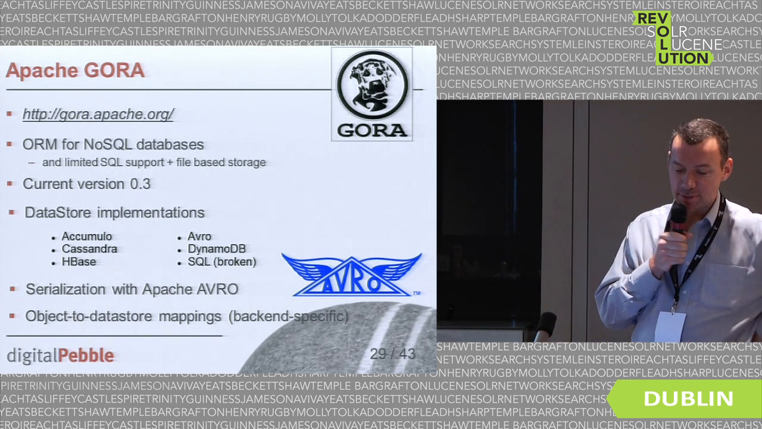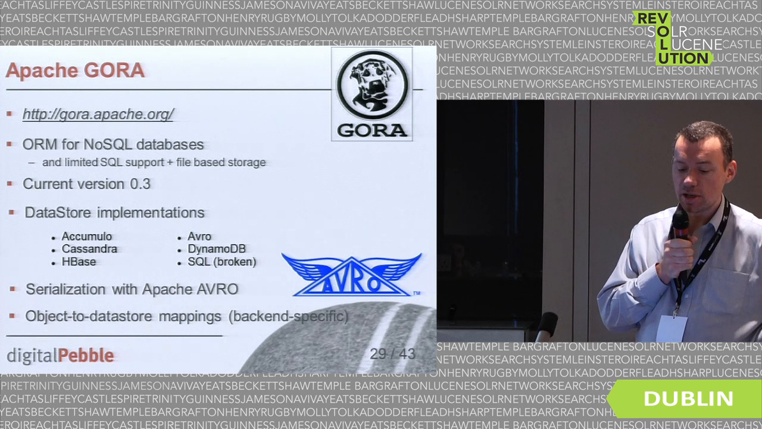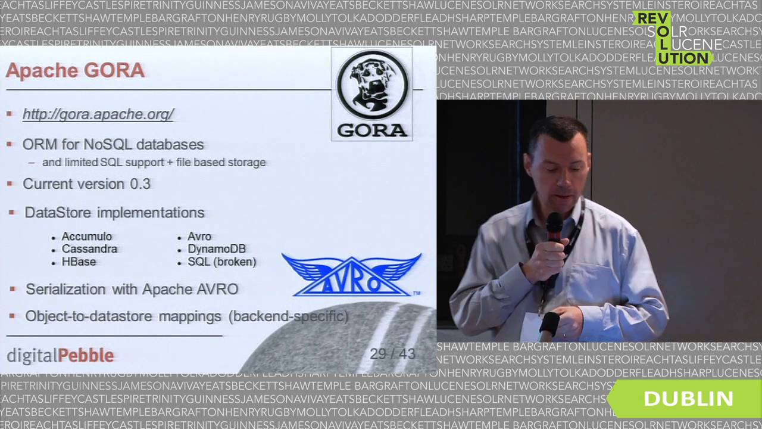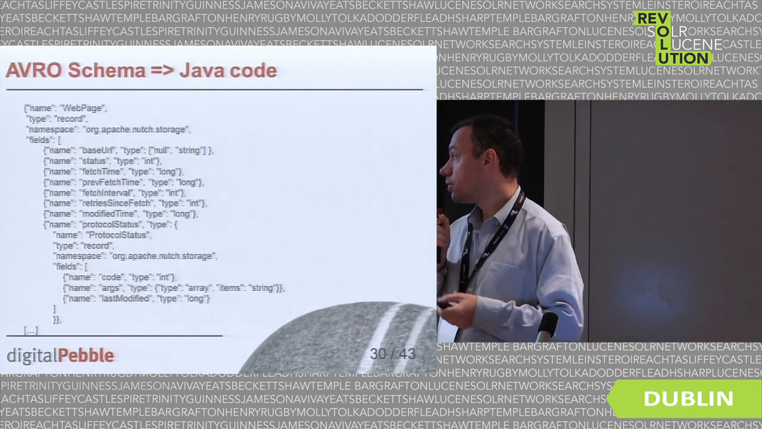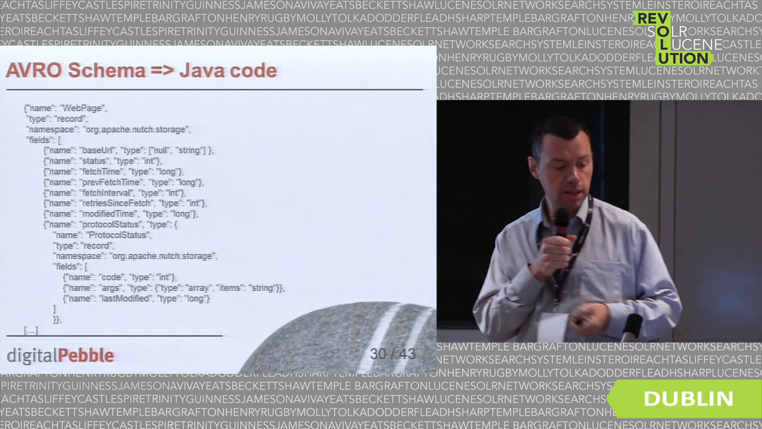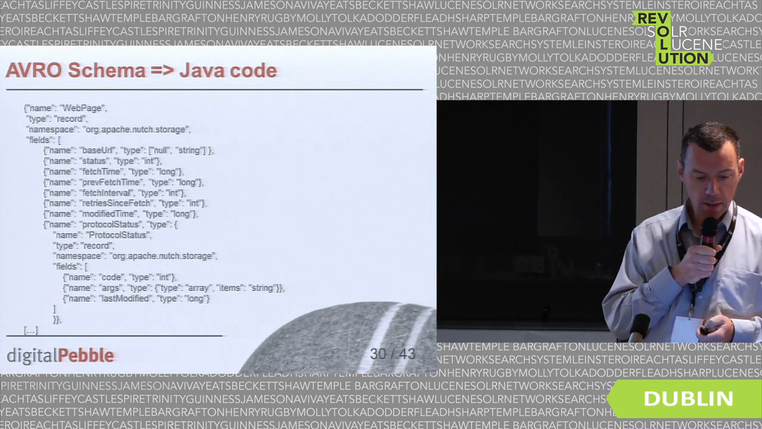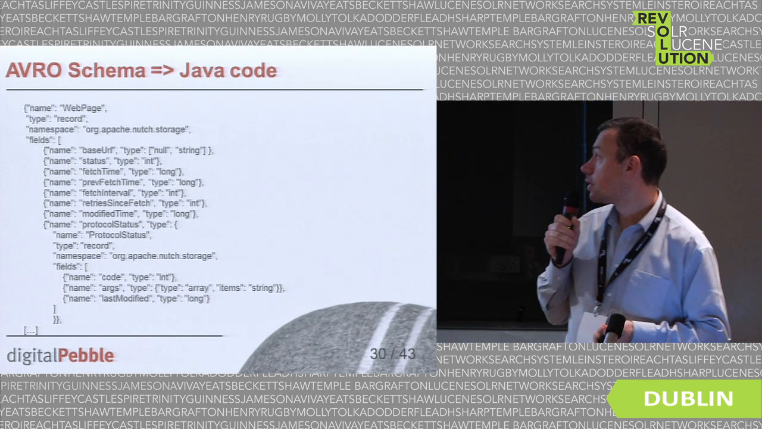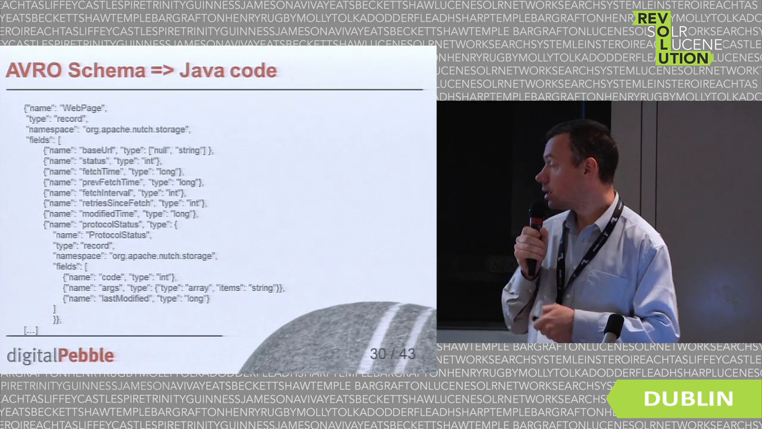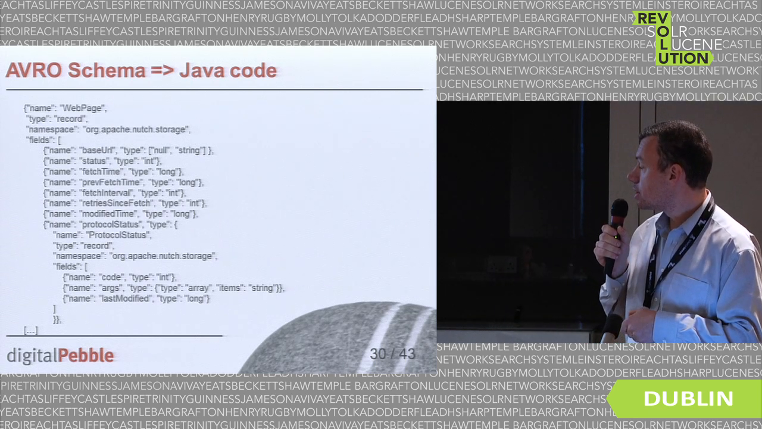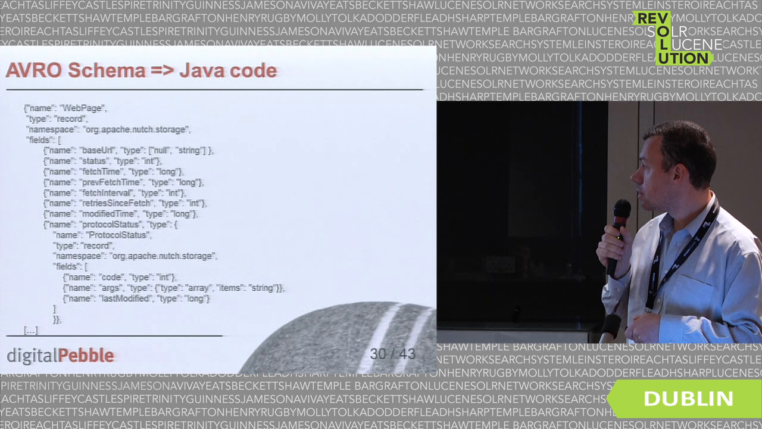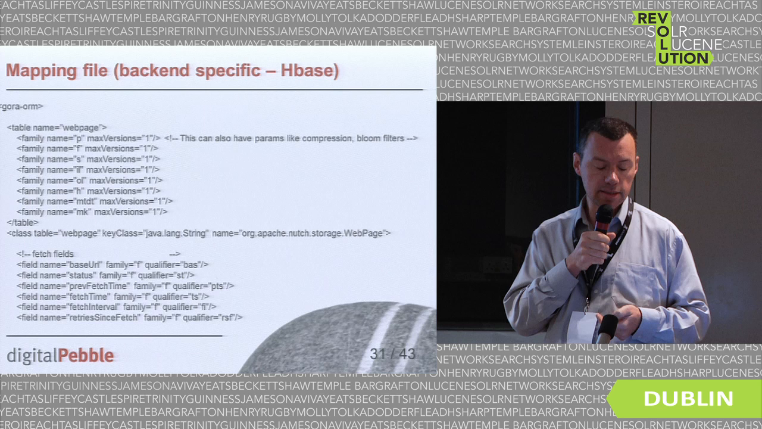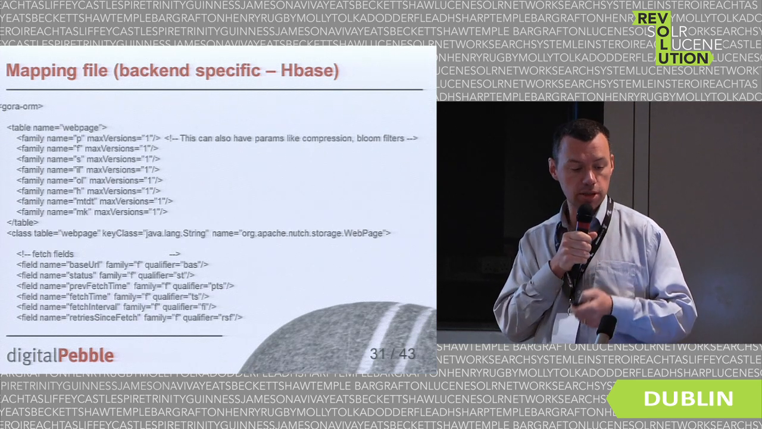There are two main aspects to GORA: it uses Apache AVRO for serializing, and also a backend-specific mapping, so you can define how things will be stored in the data store. So the AVRO schema, that's what it looks like. That's the schema for the web page in Nutch 2.x. Here we can see the different fields that are used and the substructures and everything. And this is used to then generate Java code that is used within Nutch.